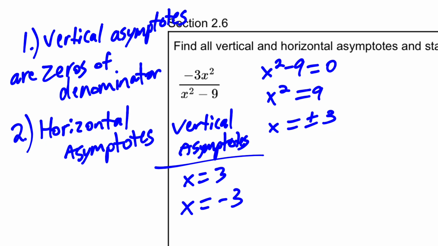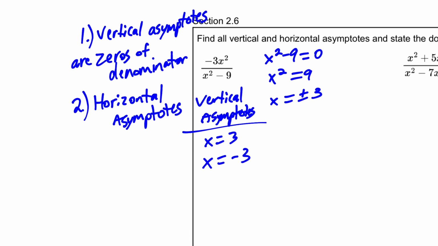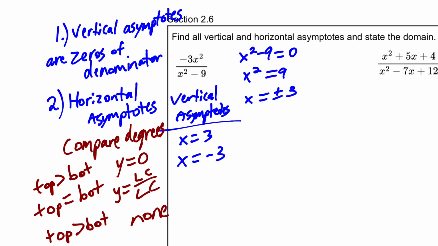The next thing to consider is horizontal asymptotes. And there are 3 different things to consider. We have to compare the degrees of the numerator to the denominator. The degree, remember, is the largest exponent in the expression. So here we have a degree of 2 and a degree of 2. If the degree on the top is less than, equal to, or greater than the bottom, different horizontal asymptote possibilities emerge.